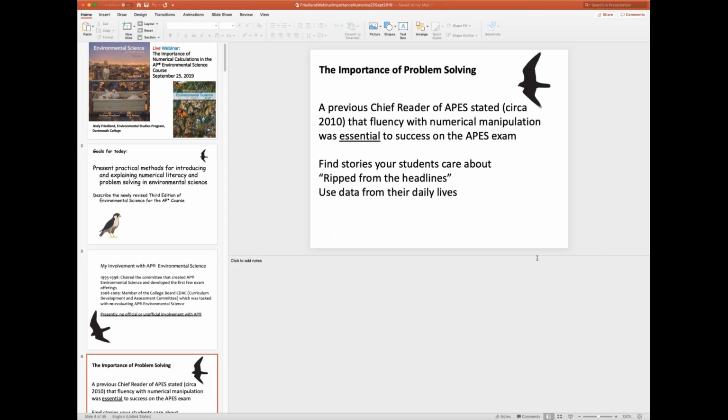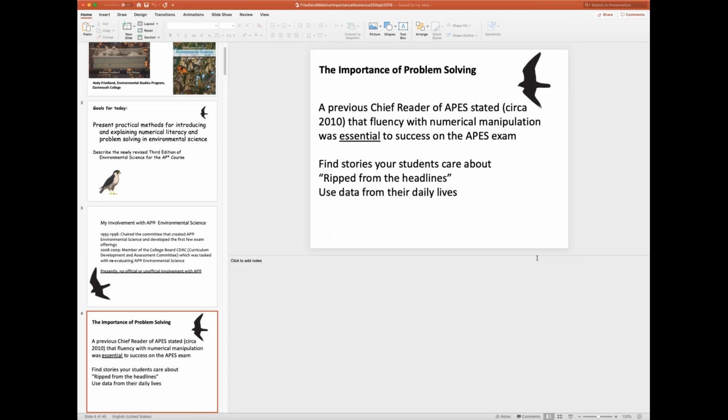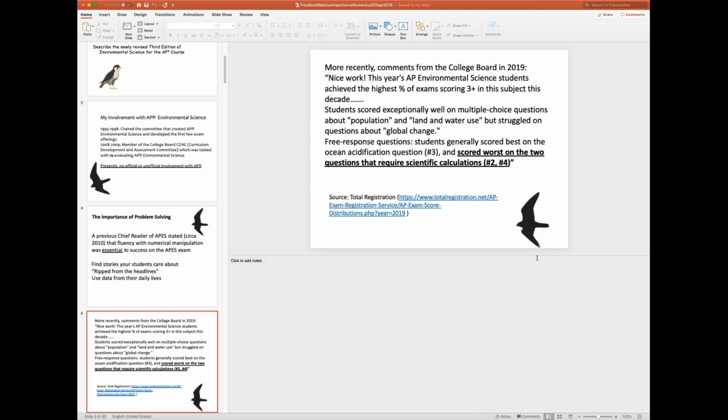So a previous chief reader of the APES exam stated around 2010, maybe it was a little earlier, that fluency with numerical manipulation was essential to success on the APES exam. And I always have told people, and I like to do this with my own college undergraduates, is find stories your students care about. Maybe they're ripped from the headlines of newspapers and websites, or maybe they come from data from their daily lives. But I encourage my students to manipulate data, to do calculations, to come to answers or perhaps tentative conclusions about environmental science. And I want to give some examples of doing that tonight.